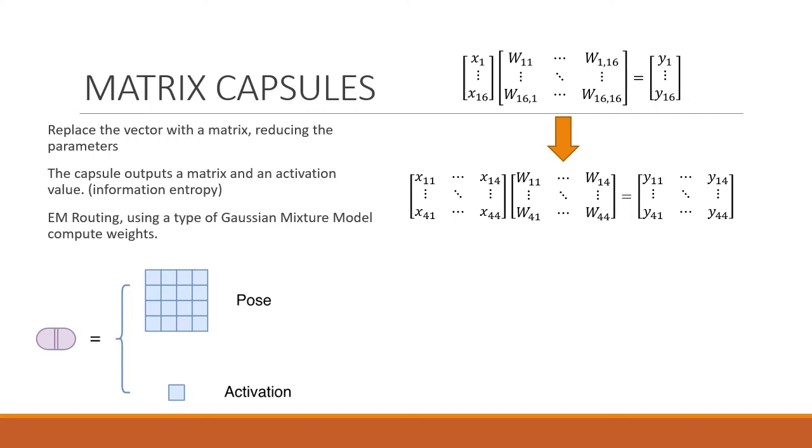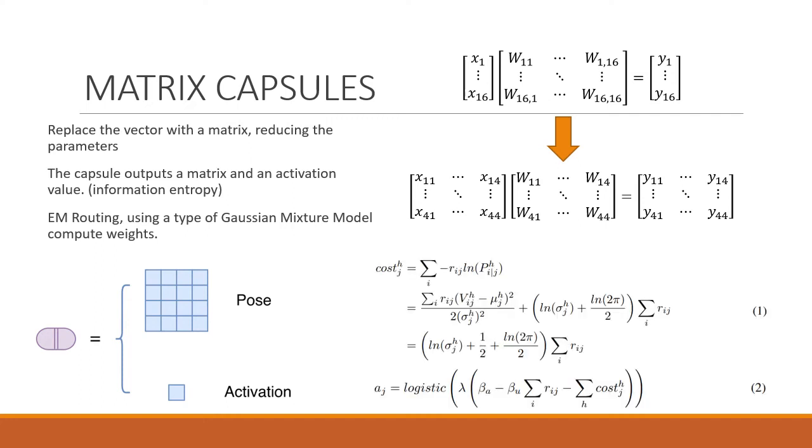To transform a 16-dimensional vector into another 16-dimensional vector, we need a 16 by 16 transformation matrix, while a 4x4 matrix just needs another 4x4 transformation matrix, so it reduces the number of parameters. At the same time, we also need an attribute in the matrix as the activation value. Here it is.